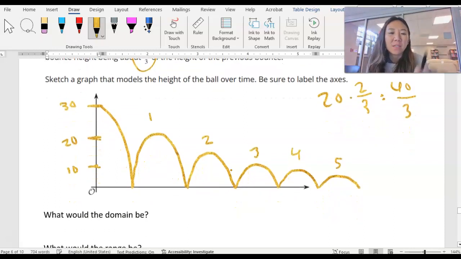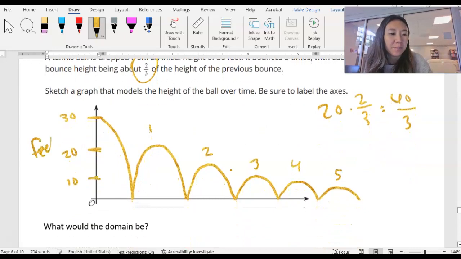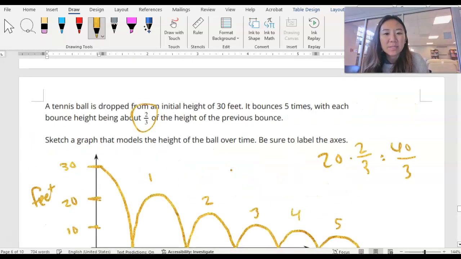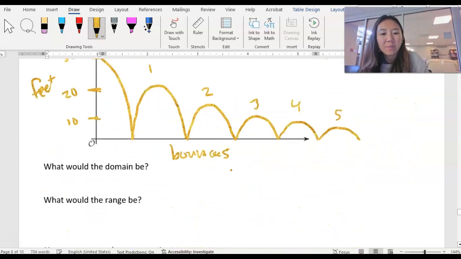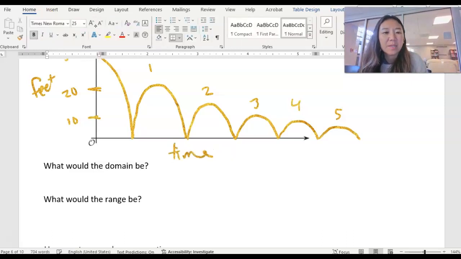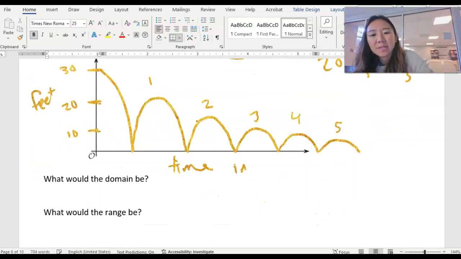But this is a sketch of it, and make sure to label the axis. So the axis here, this is feet, and these are bounces. Or in this case, it's a function of time. So we are labeling the bounces, but I should actually say that this is a function of time in most likely seconds. It doesn't actually say, but we're going to say time in seconds.